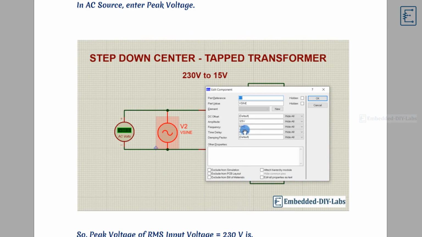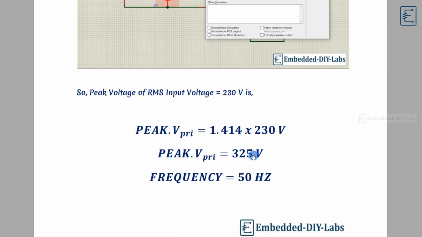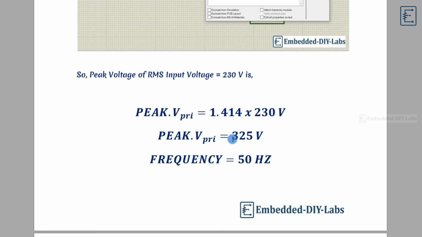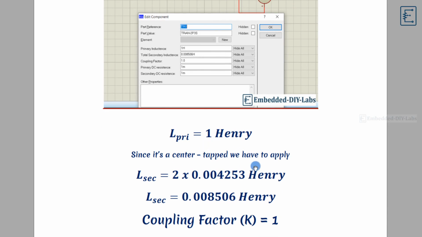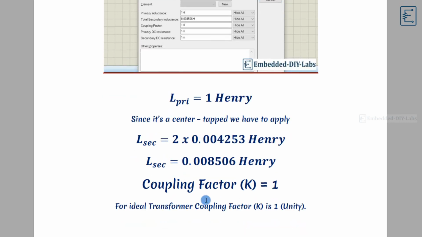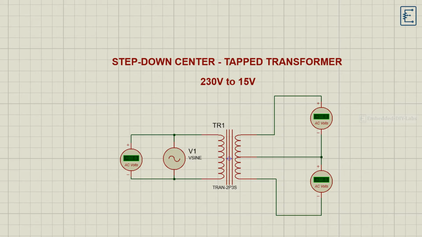For input, we have to enter peak volt. So primary peak voltage is 325 volts and frequency is 50 Hertz. For inductance, primary inductance is 1 Henry and secondary inductance is 2 into 0.004253. So the total secondary inductance value is 0.008506 Henry. Coupling factor is 1.